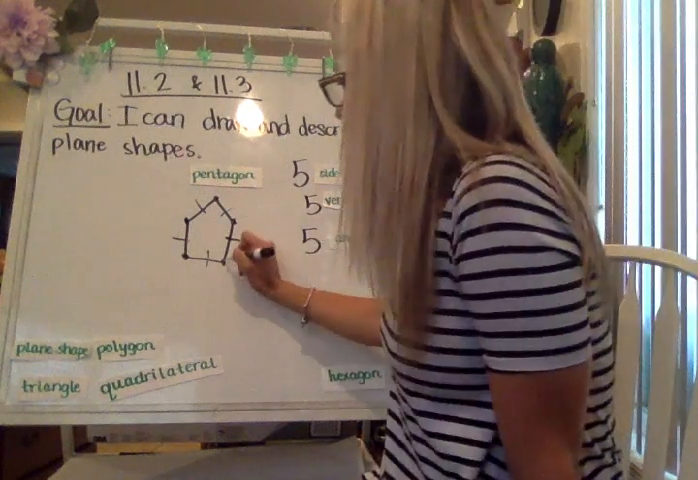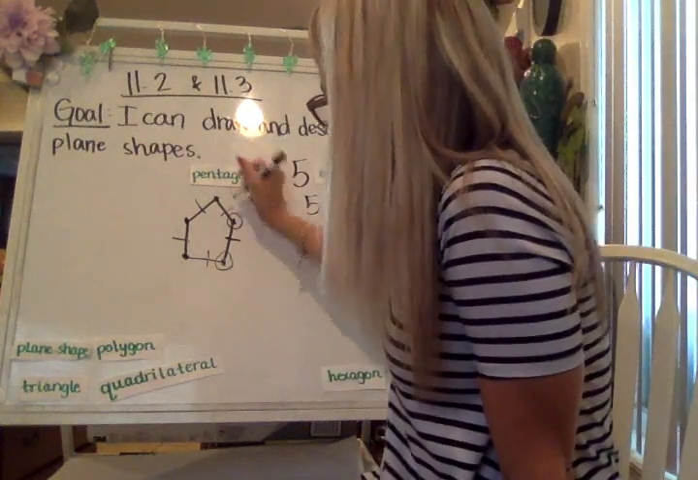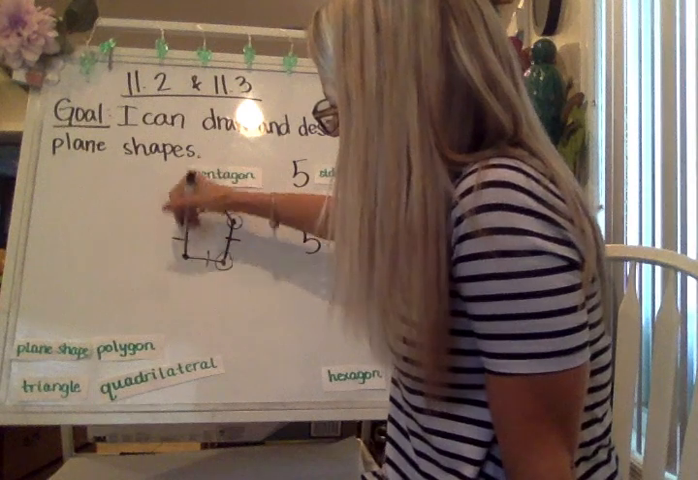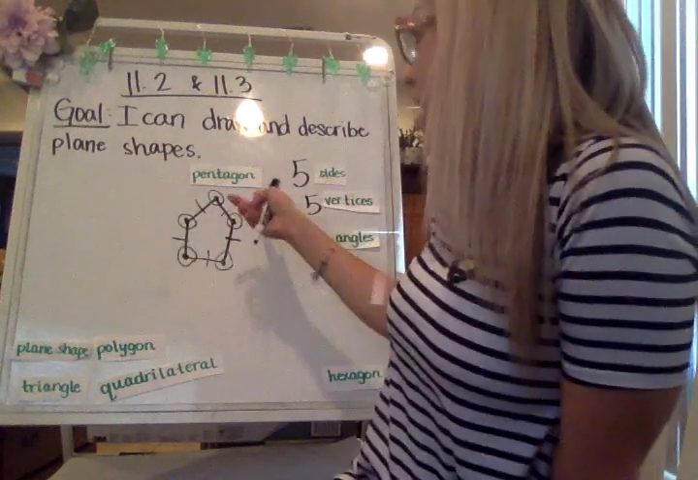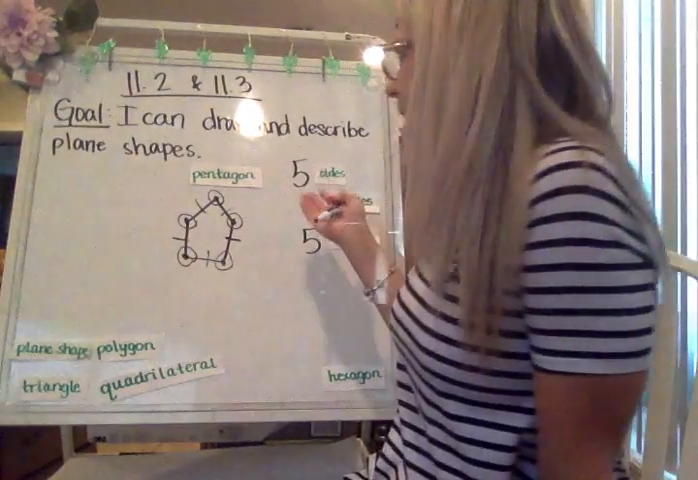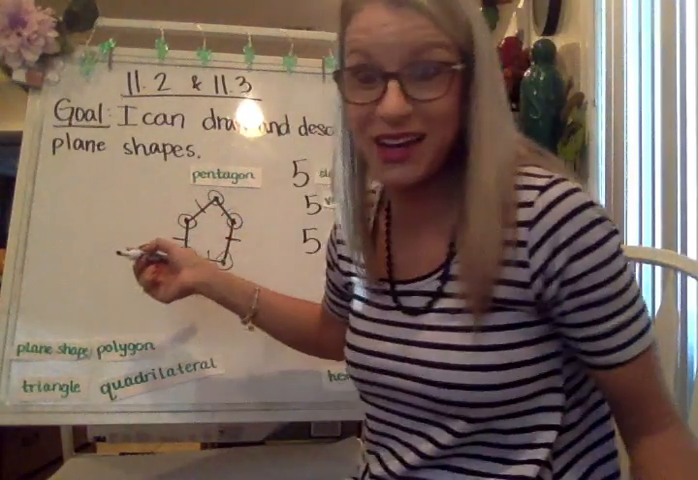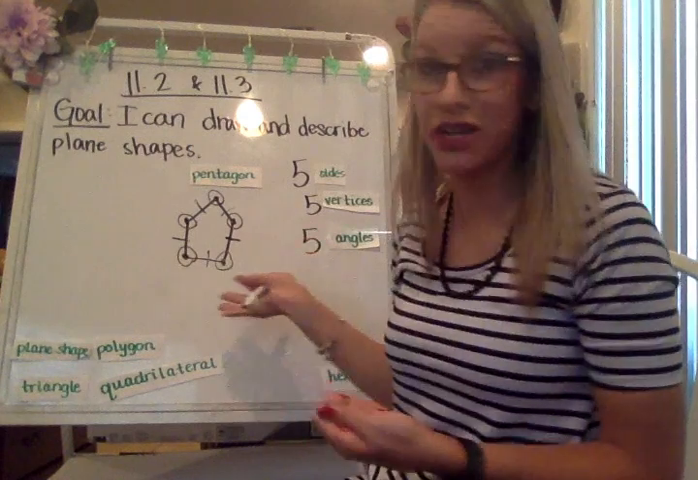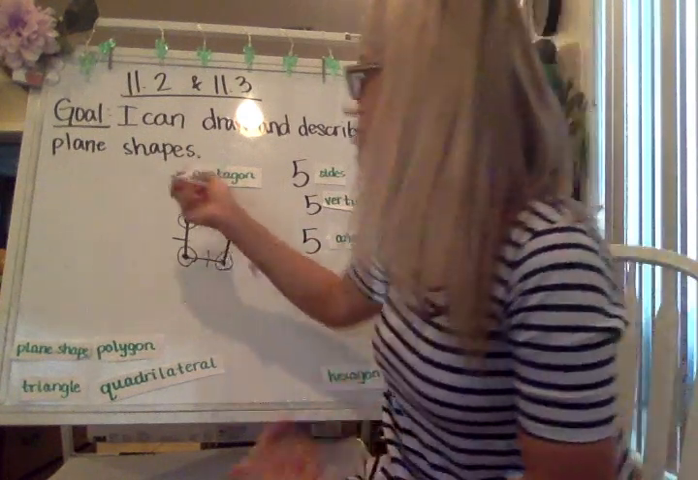My angles. Now I'm going to just circle my angles. It's a little easier: 1, 2, 3, 4, and 5. So we've got a pentagon with 5 sides, 5 vertices, and 5 angles. I'm going to see if I can create a different one. This is the one that's kind of traditional when I think of a pentagon. This is the shape I usually think of.